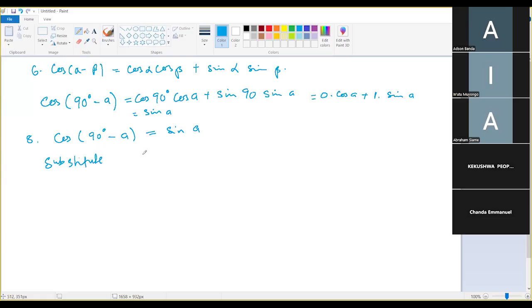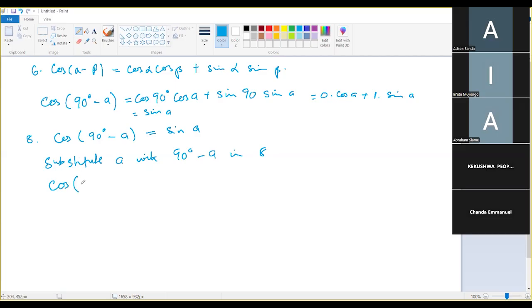So let's substitute alpha A in 8. So let's substitute A with 90 degrees minus A. So in 8, let's substitute A by 90 degrees minus A. So in that case, we get the following.